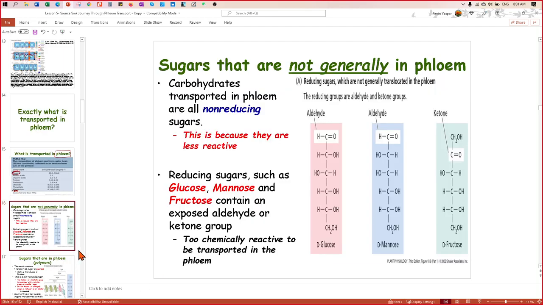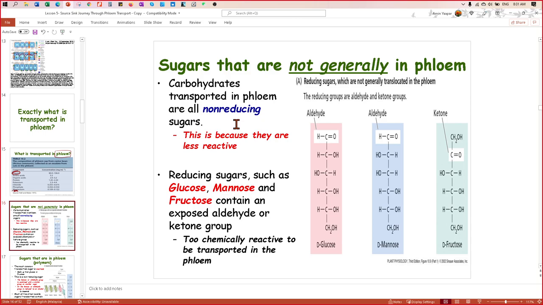One thing you need to bear in mind, sugars are not the same, all right? Sugars that are present in the phloem are actually non-reducing sugar, because these sugars are less reactive, okay? Well, I hope you still remember from your biochemistry. So reducing sugars are reactive, sugars that have their aldehyde and also the ketone groups exposed in their molecule. Okay, for example, the glucose, the mannose, the fructose.